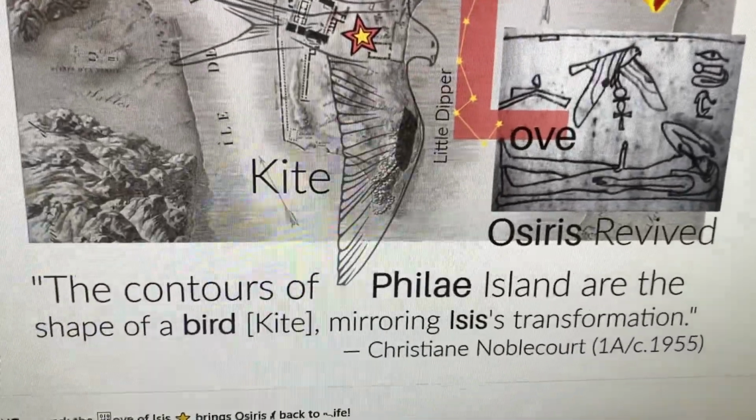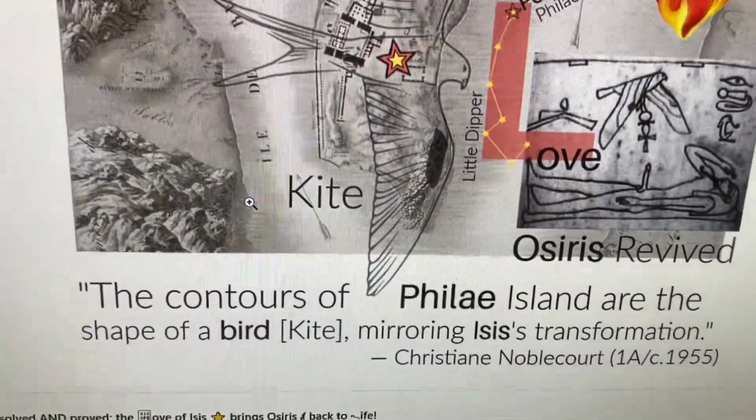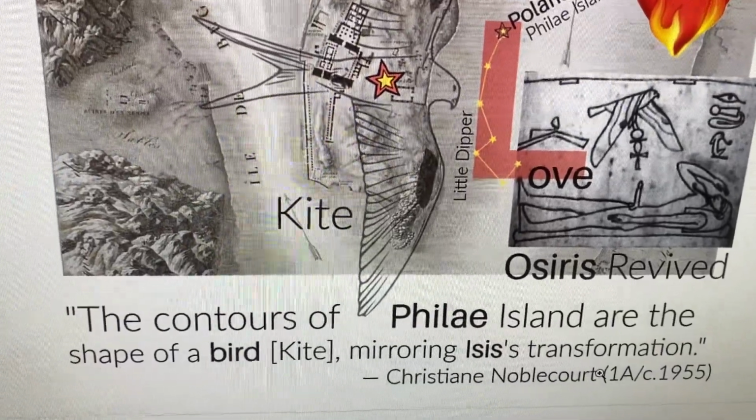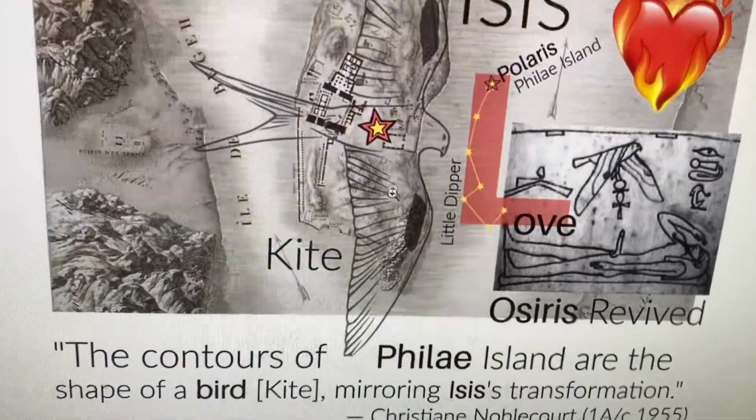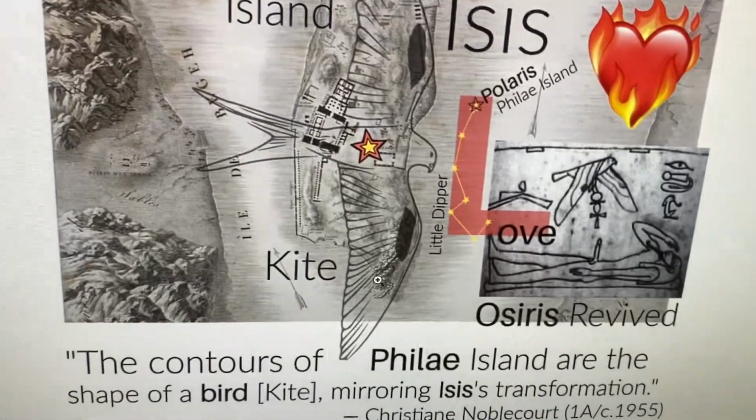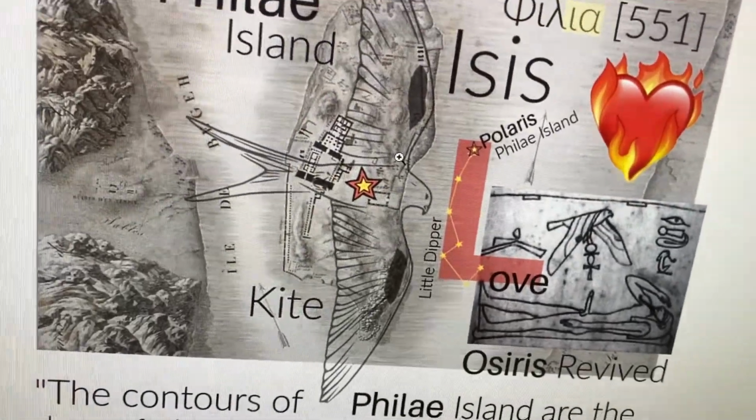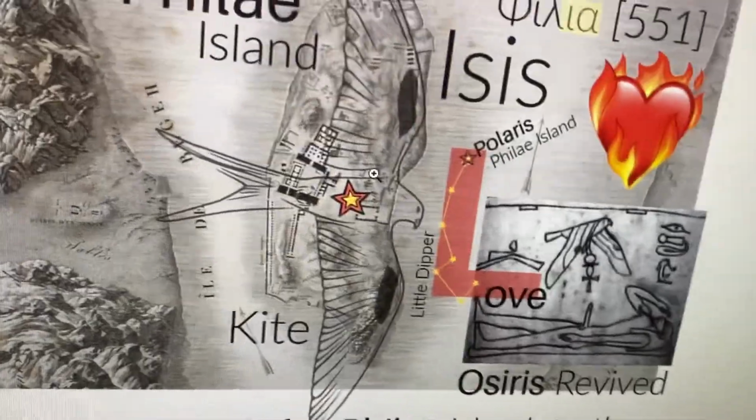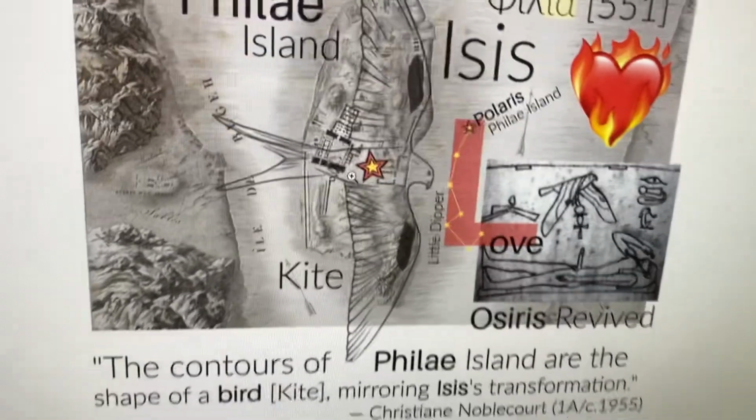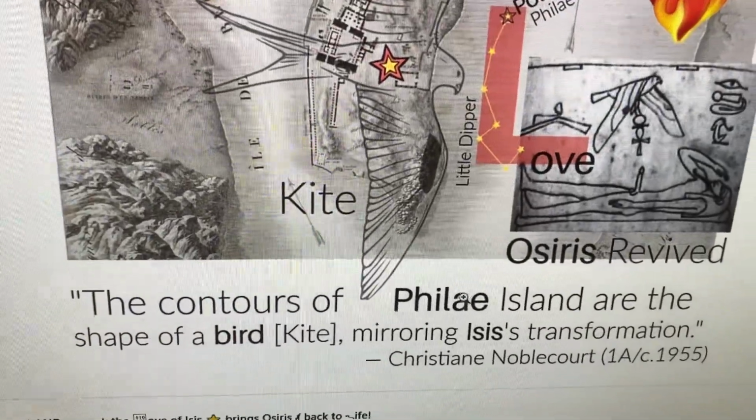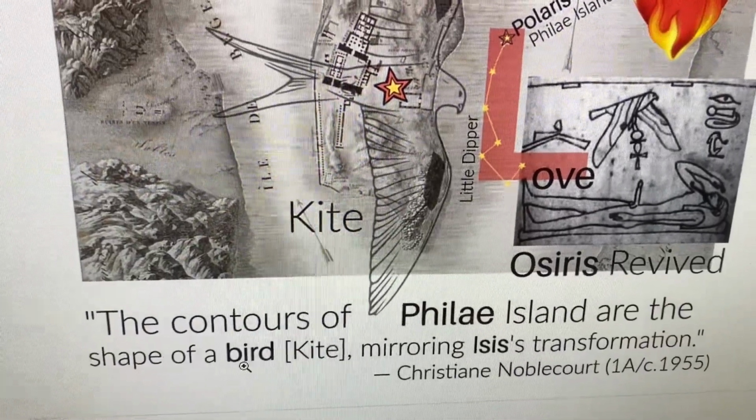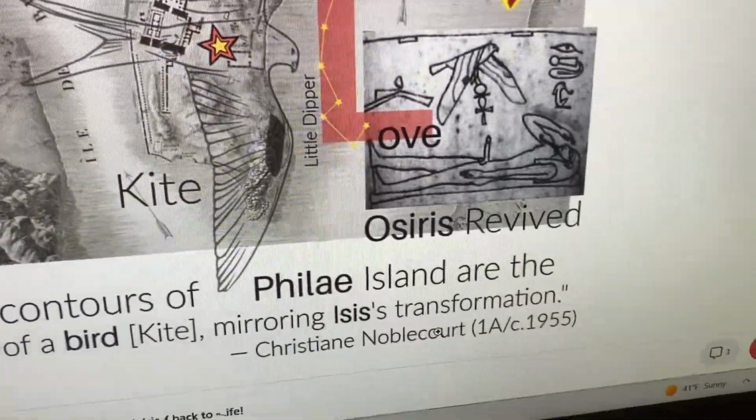And also, there is Christiane Desroches Noblecourt, who put me onto this whole thing. Supposedly she was the woman that launched an effort to move Isis's temple to a new island after they built the Philae Dam, because this is now an underwater island except for a small rock that protrudes once per year when the water levels get low. She says the contours of Philae Island are the same shape as a bird or kite, mirroring Isis's transformation.